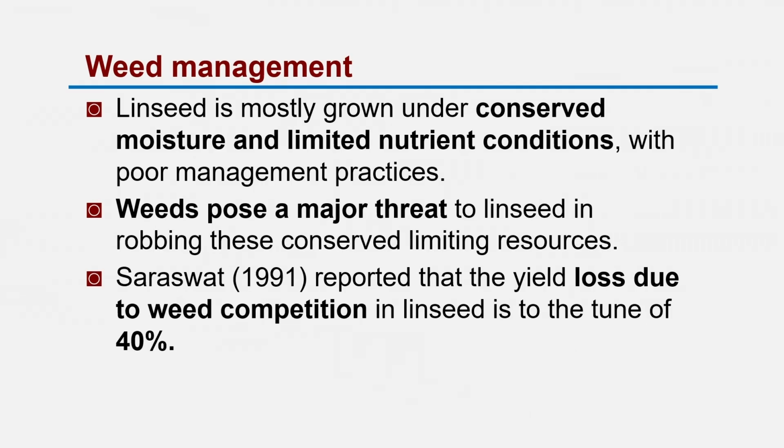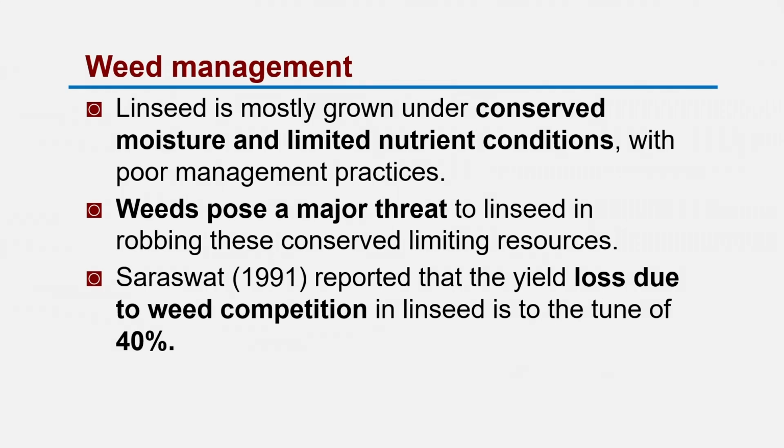Now we go for weed management. As many of the students know what weeds are, these are unwanted plants which grow in places where they are not required to grow, and they cause damage to the crop by competing for resources. They take up nutrients which were supposed to be taken up by the crop. They occupy the space, they share the light, they also share water. So finally these weeds reduce the yield of linseed or any other crop.